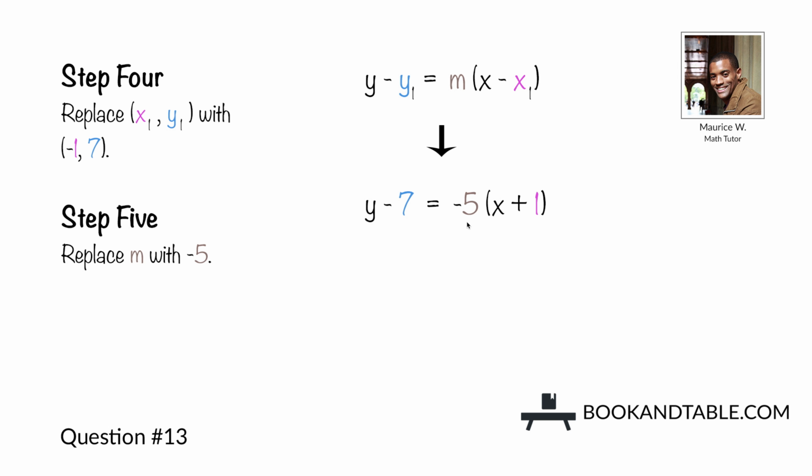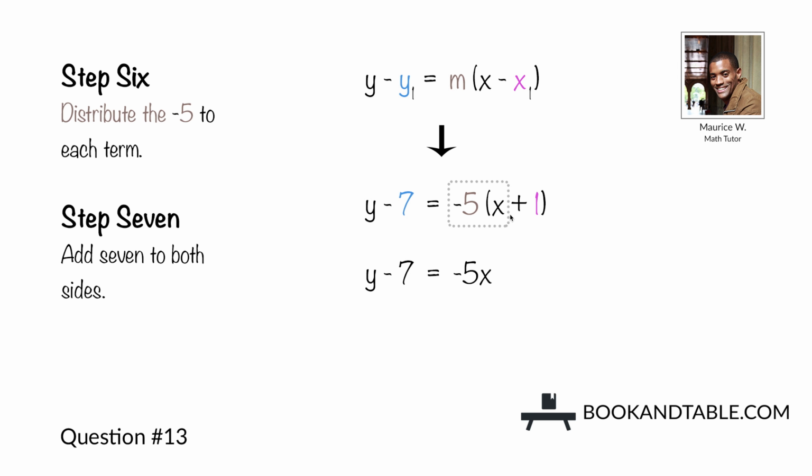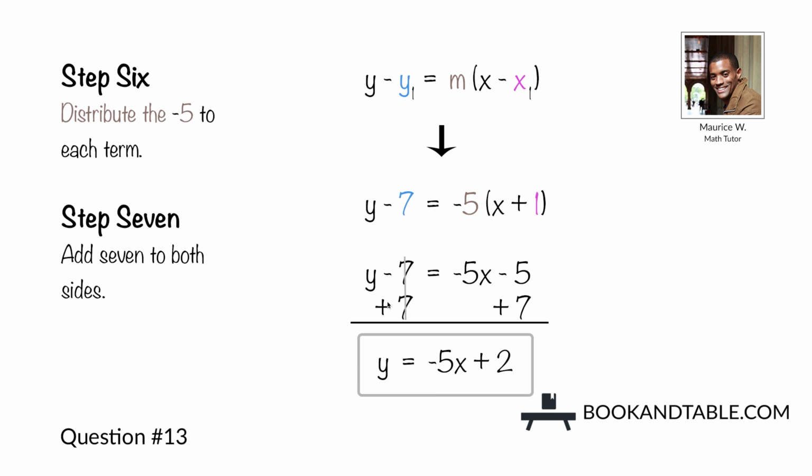So step 6, distribute the -5 to each term. -5 times x is -5x. -5 times 1 is -5. So we have y minus 7 is equal to -5x minus 5. And now step 7, to get rid of this -7, you want to add 7 to both sides. -5 plus 7 is +2. So the equation of the line that includes these 2 points is y is equal to -5x plus 2.